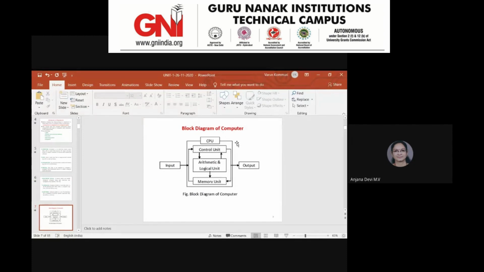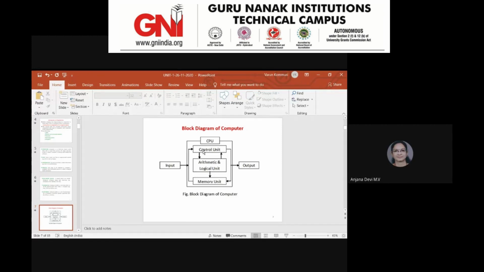So we have already discussed this block diagram, right? Yes. So madam, input we need to give. Then inside the CPU, there are 3 units. One is the control unit. The second one is the arithmetic and logical unit. The third one is the memory unit. The control unit, what are its responsibilities? It controls the system. It controls all actions of the instructions, all the activities of the computer.